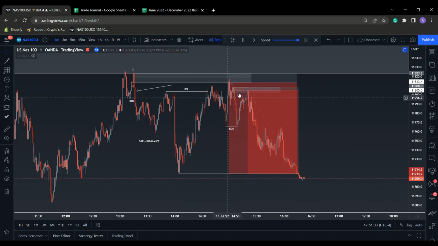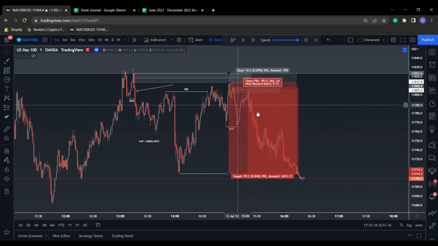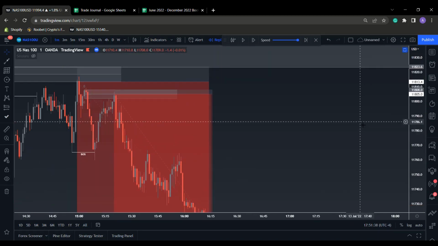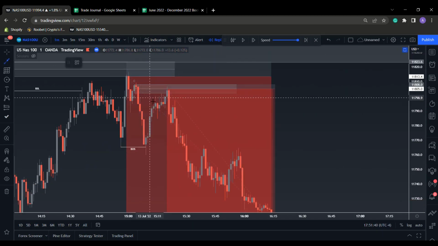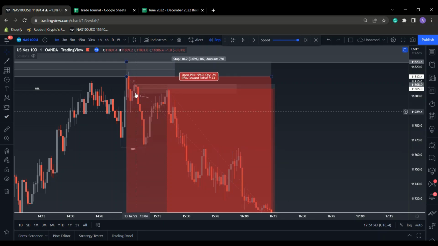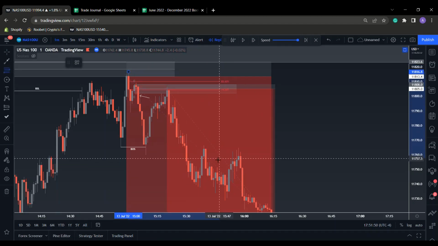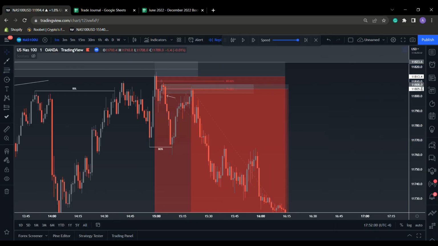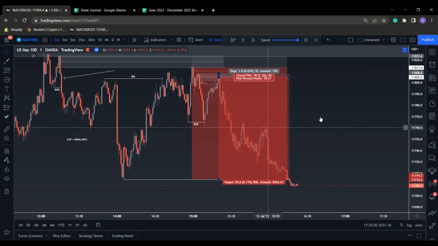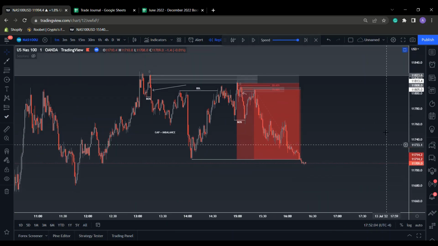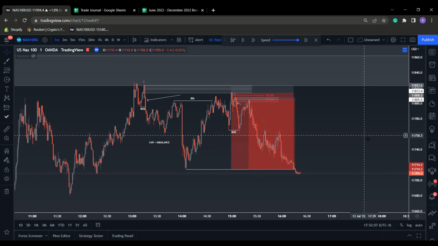Comes back up, fills the gap, drops, forms yet another gap right here. Price needs to fill this. Price comes down, comes back. If you want to pull the fib for extra confirmation, as you can see, what does it do? It comes down all the way to our TP. That's really all I do. I just look for a break in the structure, a pullback with a couple confluences, whether it's a gap, the fib, liquidity. That's really it.